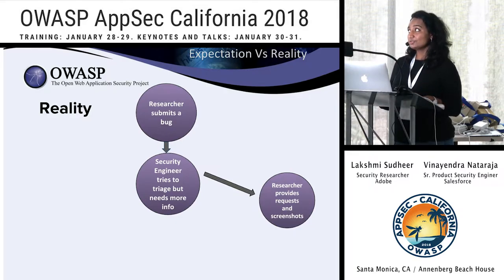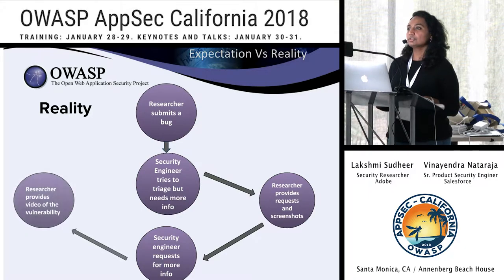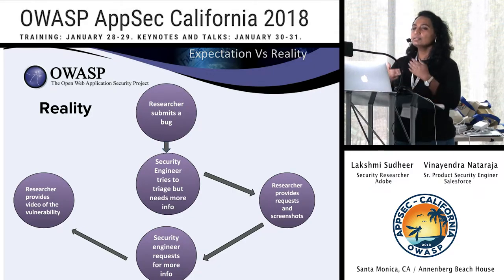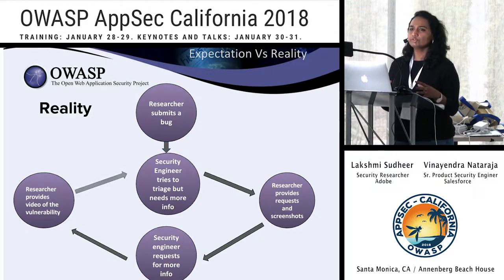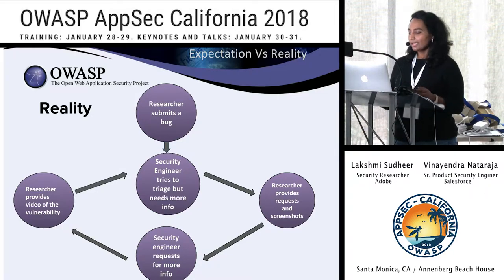And then we think it should be triaged, but no. The security engineer is like, all right, I'm not able to get this because there are so many preconditions to most of the bugs that we have. It's pretty complex out there. Then maybe the researcher provides a video of the vulnerability and the security engineer still hasn't been able to triage this. And it's a vicious cycle. It takes a lot of back and forth with researchers to get to a point where you can reproduce this bug. And this is actually the reality of it.